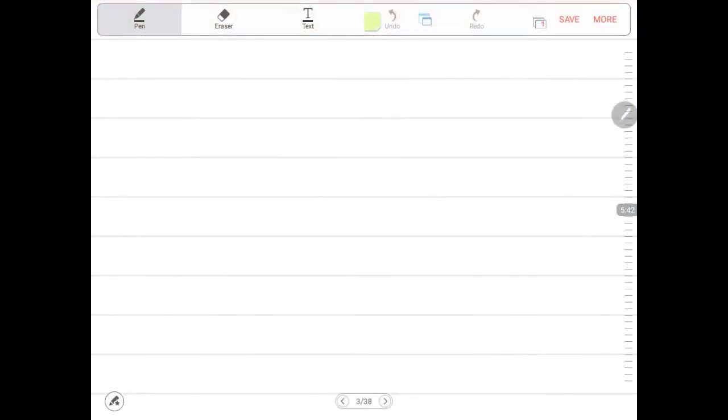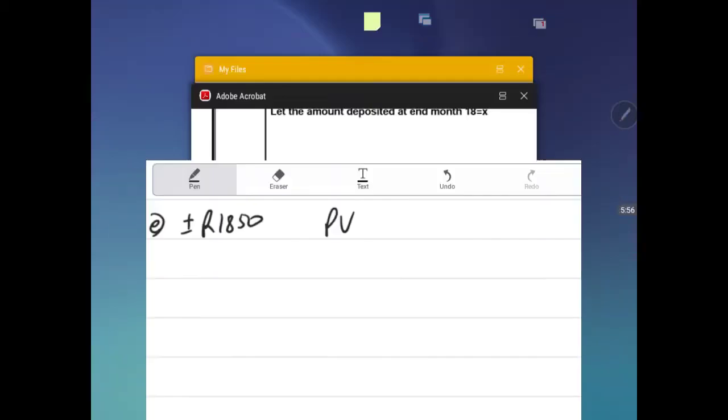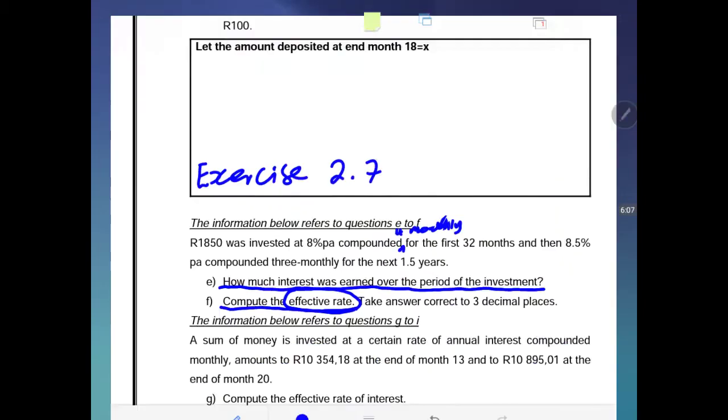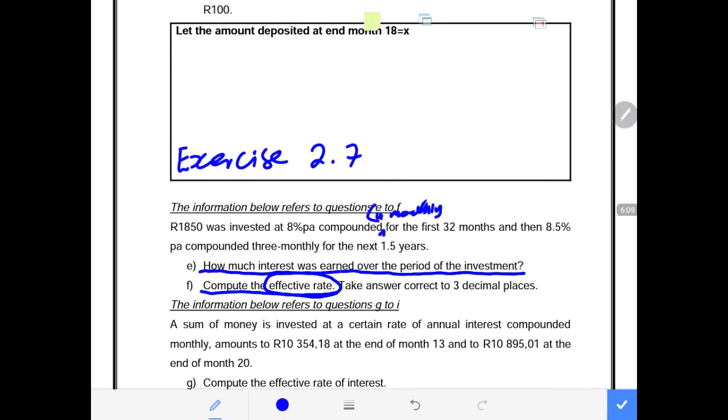So now we are under number E. Number E, we have the amount that was initially invested, which is 1,850 being the present value, and this amount earned interest for 32 months. Yes, it was for 32 months. 32 will be 32 divided by 4. Why am I dividing by 4? Because I added and told you that it was compounded 4 monthly.